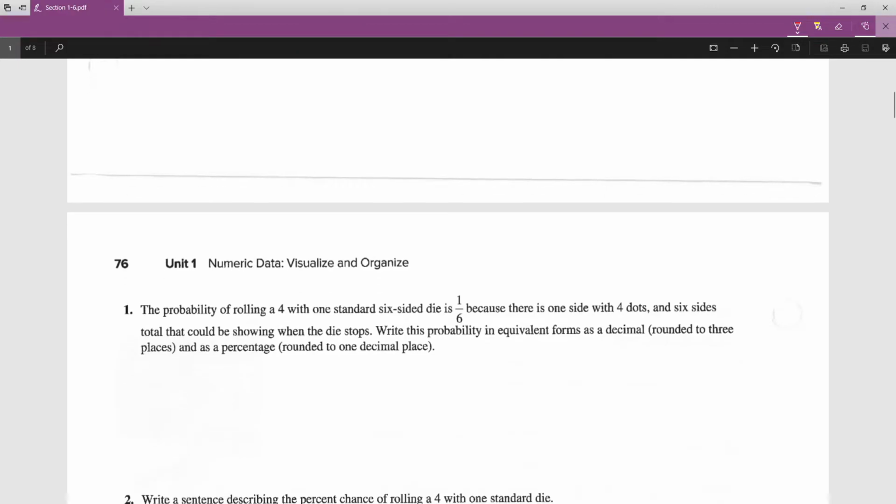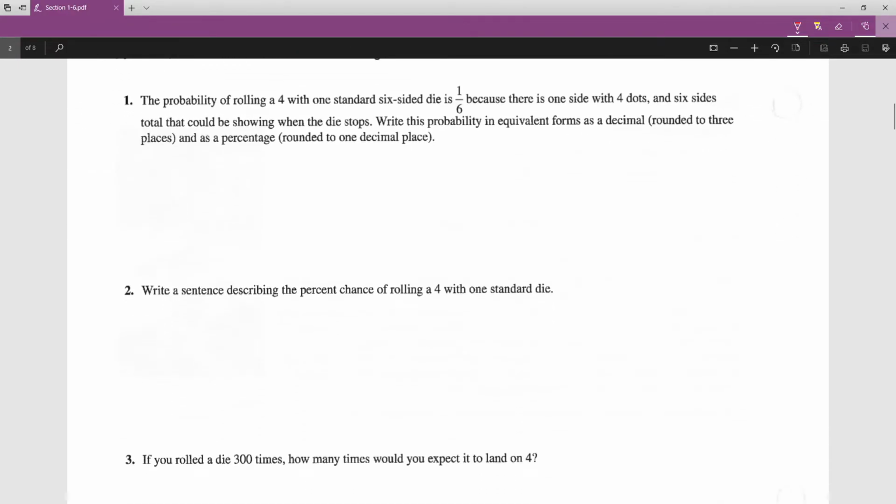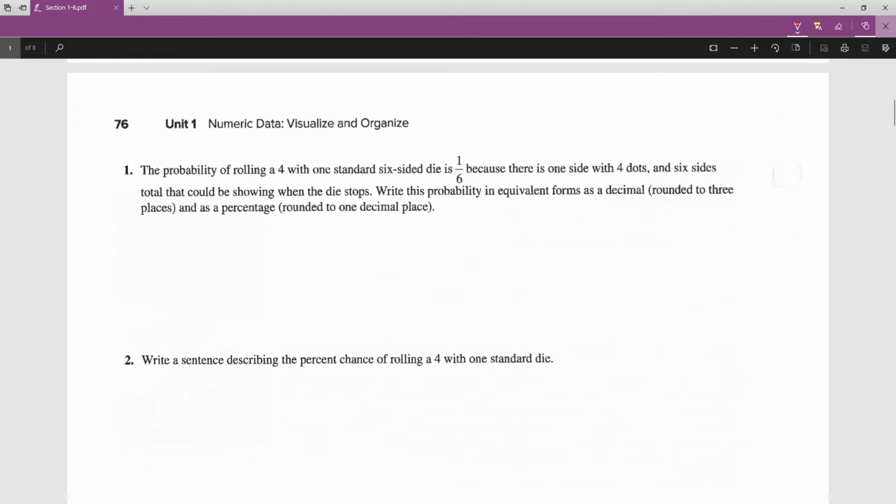Going to page 76, we start with our questions. Number 1 says the probability of rolling a 4 with one standard 6-sided die is 1/6, because there is one side with 4 dots and 6 sides total that could be showing when the die stops. Write this probability in equivalent forms as a decimal, rounded to 3 places, and as a percentage, rounded to 1 decimal place. So first of all, we want to take 1/6 and convert it into a decimal.